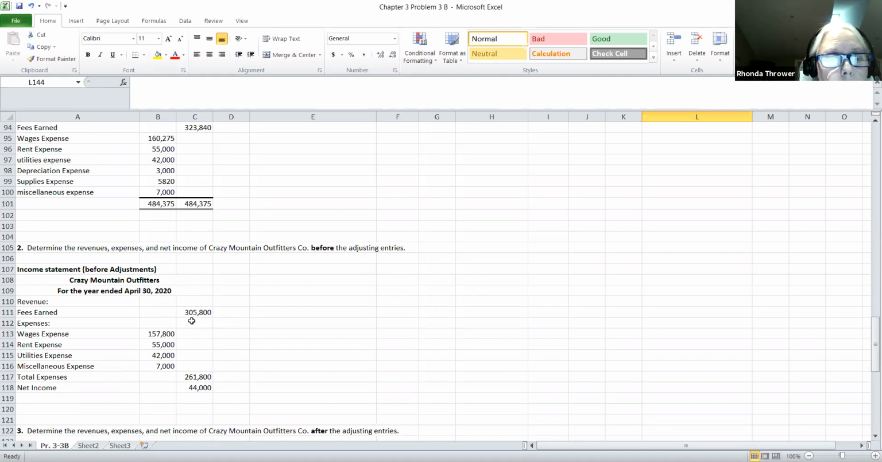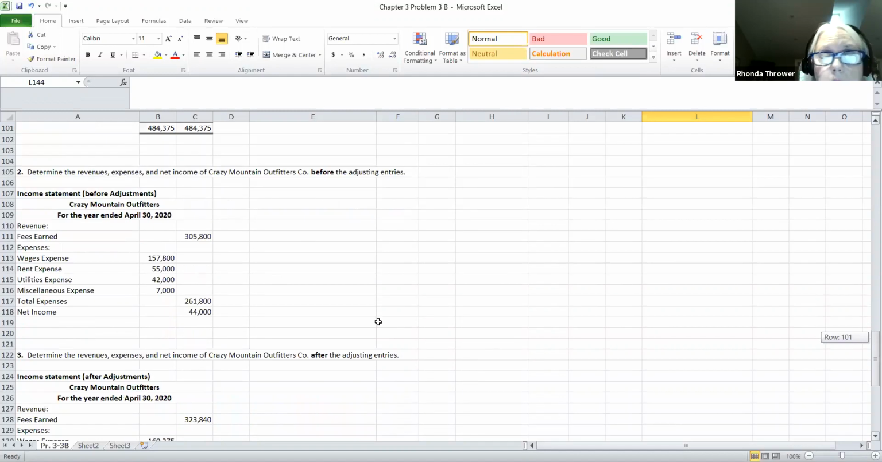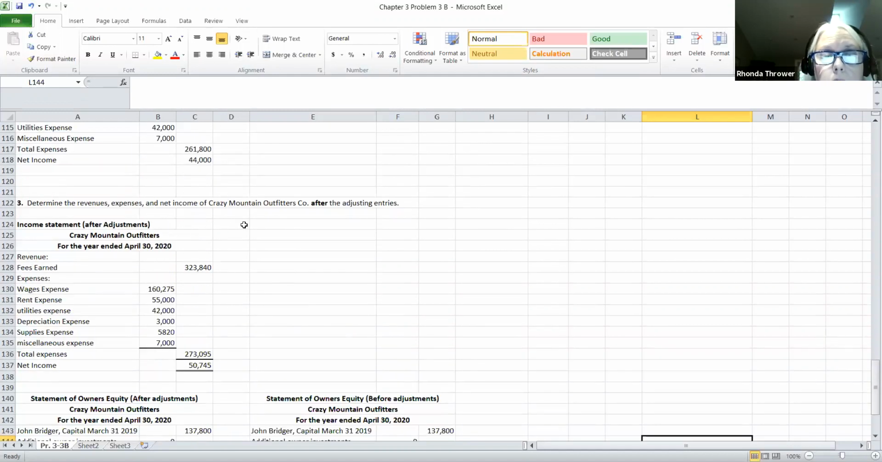Remember, you have to record all your revenues and all your expenses. The difference between your total expenses and your total revenue is the net income. So the net income before the adjusting entry is $44,000, which is not correct. Then in part 3, they say determine the revenues and expenses and net income after the adjusting entries have been prepared. This is the correct income statement.